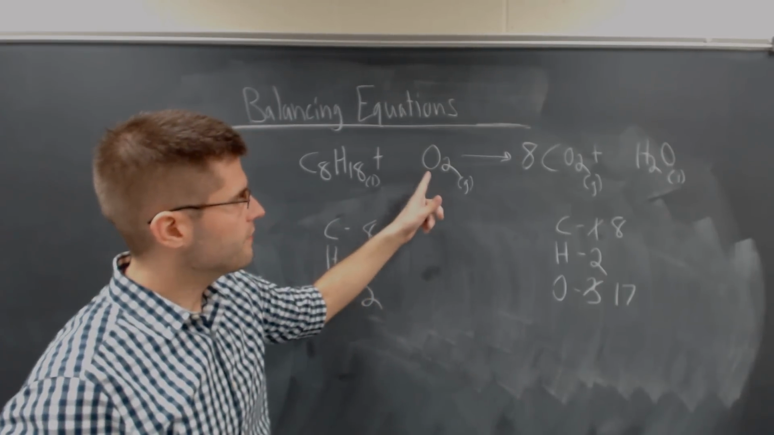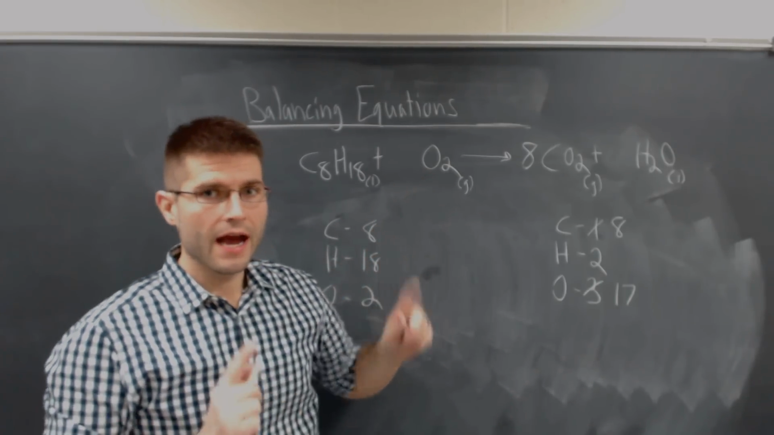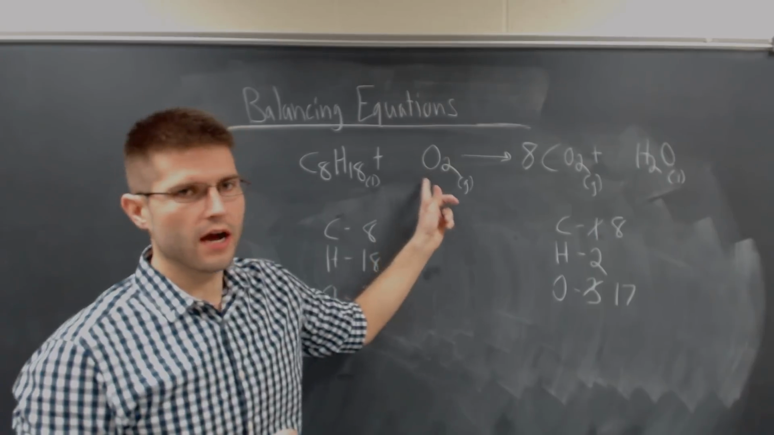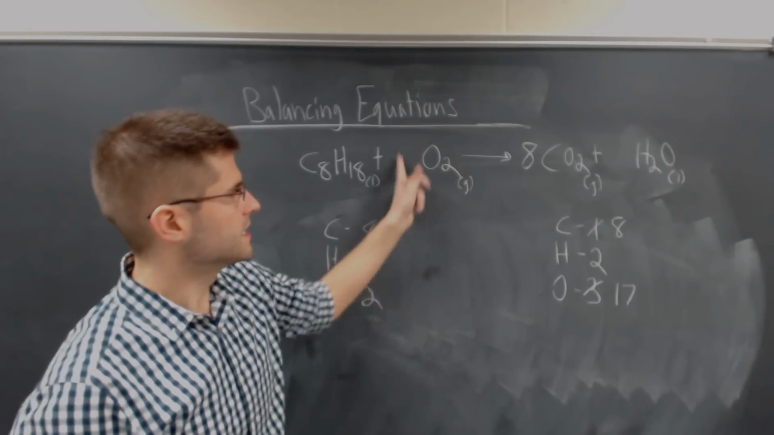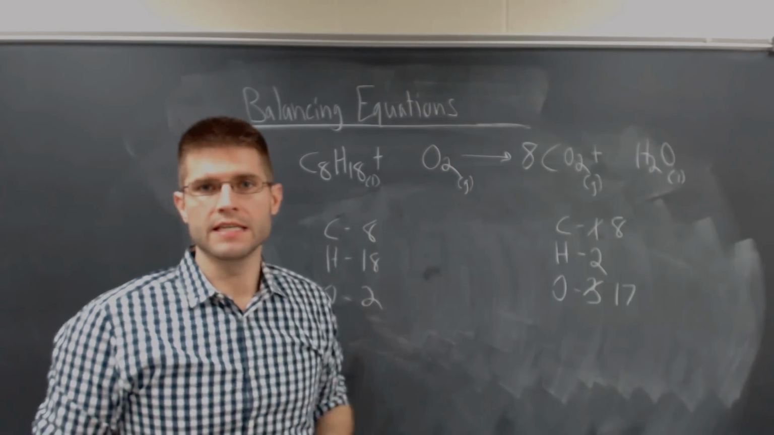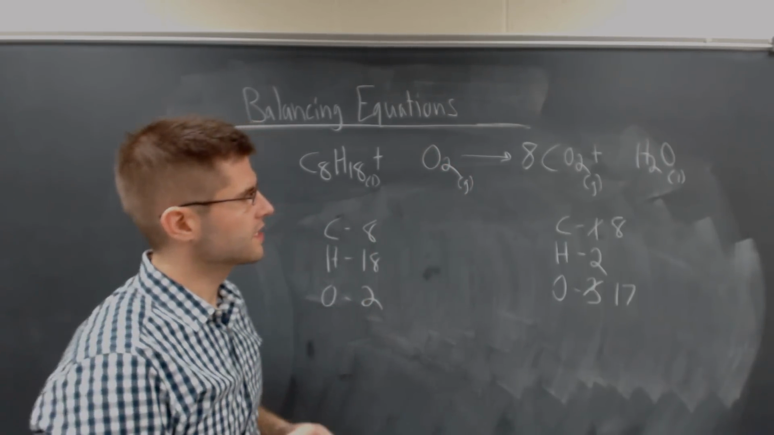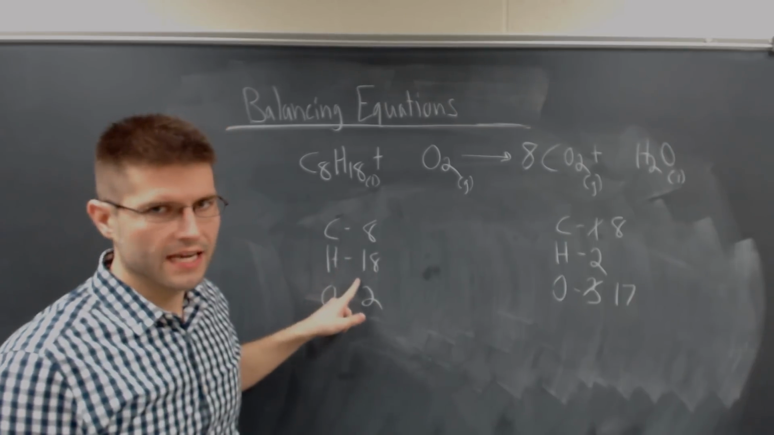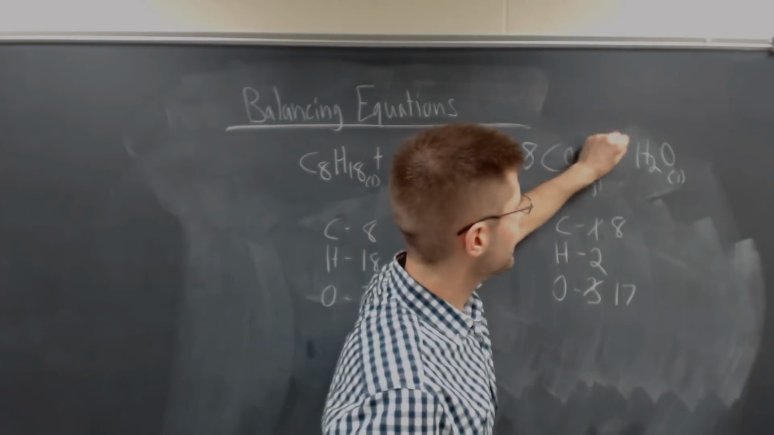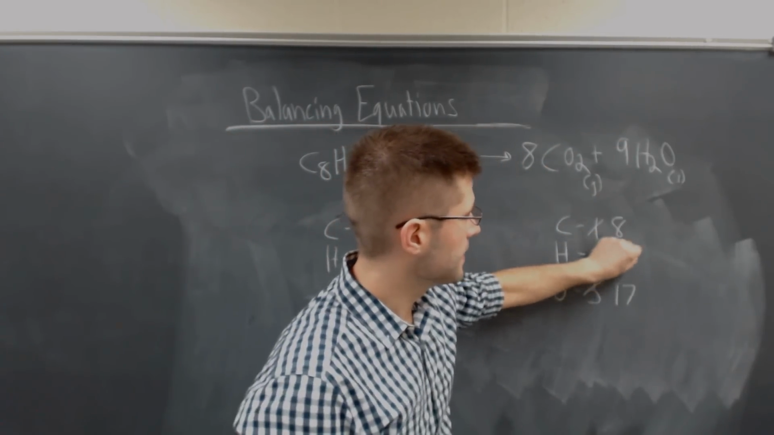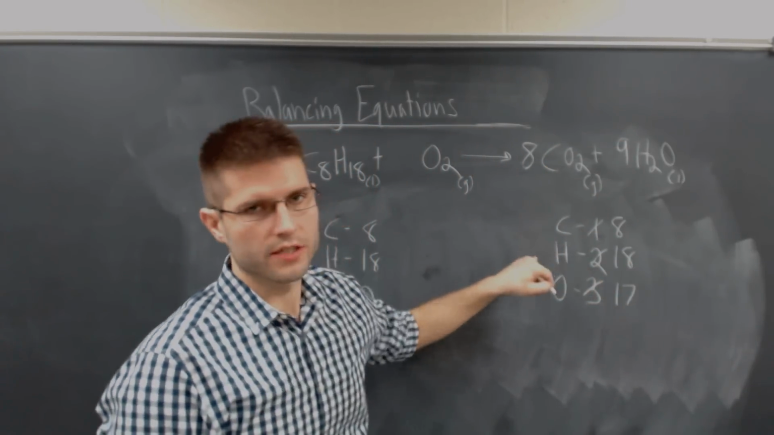If you notice, I could have started by balancing the oxygen. However, it's a good idea to leave the oxygen to the end because it's by itself on one side or the other. Since it's an O2 over here, it'll be easy to balance it at the end. So I'm going to leave that till the end. Next, let's balance the hydrogen. We had 18 on this side, we had 2 on this side. So if I put a 9 here, that makes it 18. So now our hydrogens and carbons are balanced.